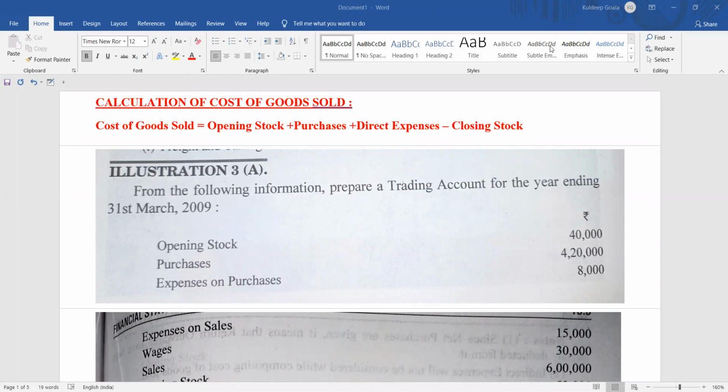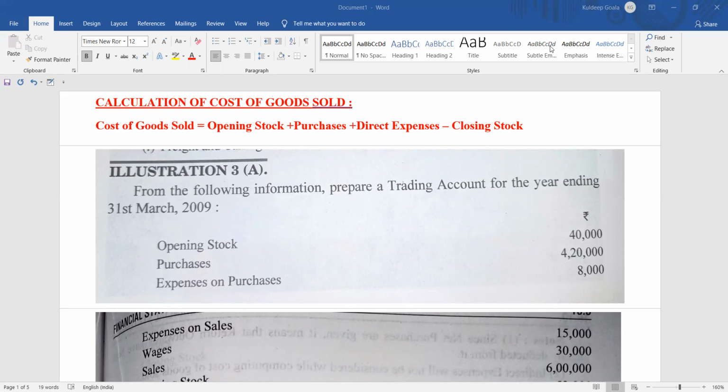And today we are going to take up a very important topic of financial statements, where we'll be learning about the calculation of cost of goods sold. In this topic, what you have to see is how the cost of goods sold is calculated. So, what is cost of goods sold actually? Cost of goods sold means whatever amount of goods that we have sold. ठीक है, दुकान ने जो सामान बेचा है, ठीक है, what was the cost price of that?